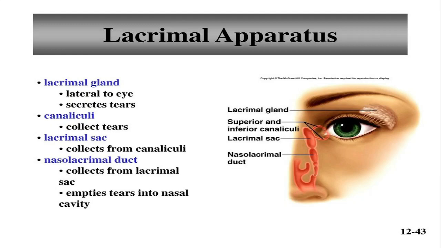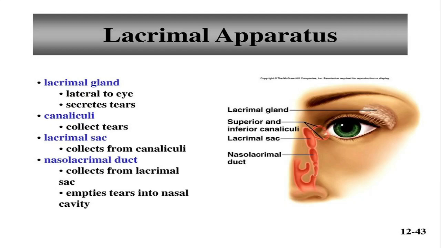Lacrimal apparatus. The lacrimal apparatus is responsible for producing and draining tears, which are important for maintaining the health of the eye. In this script, we will discuss the anatomy of the lacrimal apparatus, including its structures and function. The lacrimal apparatus consists of several structures, including the lacrimal gland, lacrimal duct, and nasolacrimal duct.